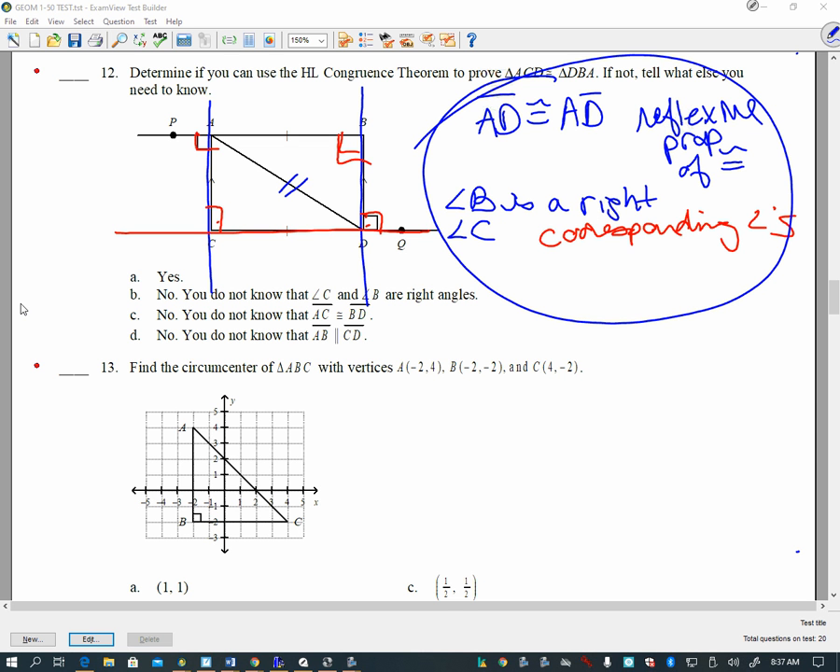Does that make sense? Determine if you can use the hypotenuse leg congruence theorem to prove that those 2 triangles are congruent. Because if these are right angles, then this is a hypotenuse, and this is a leg, right? I have hypotenuse, leg, hypotenuse, leg. I can use hypotenuse, leg. Does that make sense? But I don't want just yes. I won't accept yes. So I'll DSA you if you just write yes. Right? You ought to be able to tell me that AD is congruent to AD through the reflexive axiom, and angle B and angle C are right angles through the corresponding angles postulate. Okay? We can do that?